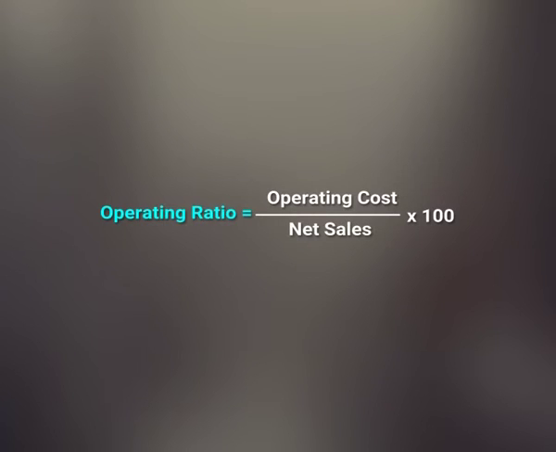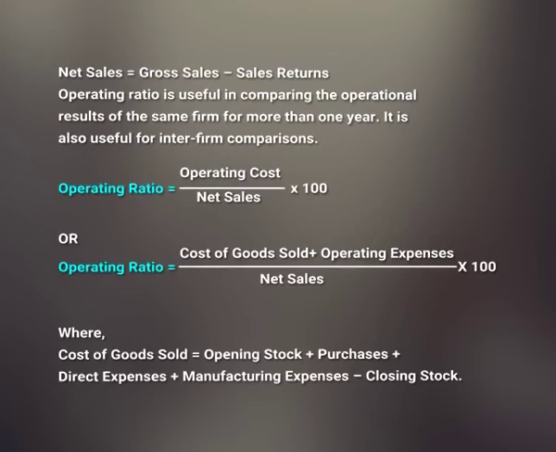Operating ratio measures the relationship between the cost of goods sold plus other operating expenses to net sales. Operating ratio may be calculated as: operating ratio is equal to operating cost divided by net sales multiplied by 100. Operating cost comprises of cost of goods sold and other operating expenses, that is administrative expenses, selling and distribution expenses, then interest on short term loans, discount allowed and bad debts. Net sales is equal to gross sales minus sales returns.